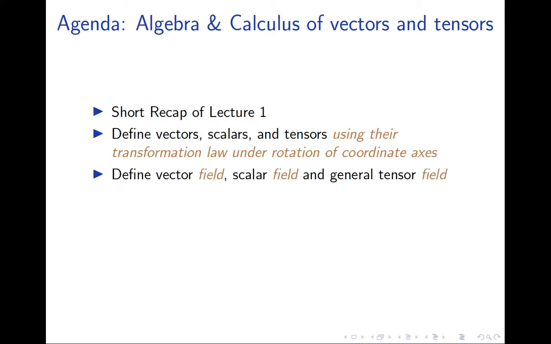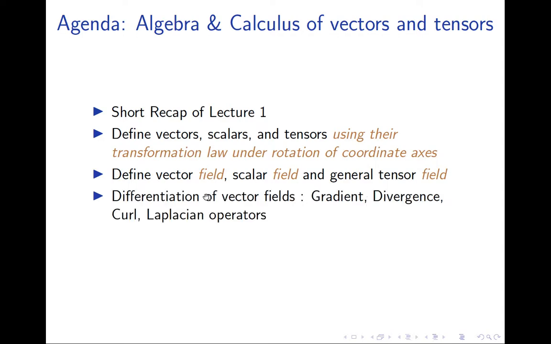And then we will define vector fields, scalar fields, and general tensor fields. Okay. So these are different from vector, scalars, and tensor. The word field, the moment we add the word field, they become functions of space. And then once we have vector functions of space, we will start defining differentiation of these objects. So we will consider three prominent first order derivative objects, which are gradient, divergence, and curl. And then there's one single important second order derivative object, which is the Laplacian.